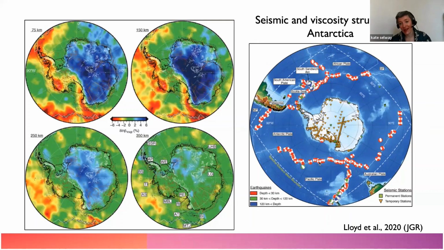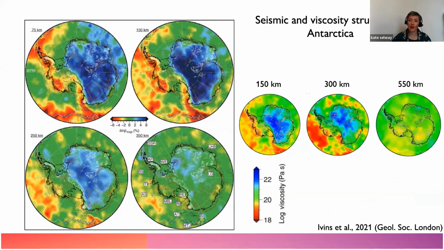But also interestingly, these are the seismic stations from which this model was produced. Really, as with everything, there are a lot more measurements in West Antarctica than East Antarctica. So even these seismic models are much, much better constrained in West Antarctica, and really an illustration that we need a lot more data in East Antarctica. And then these are viscosity models calculated from those seismic data. Again, just showing that really strong difference in viscosity, certainly between West and East Antarctica, and then within those regions as well.